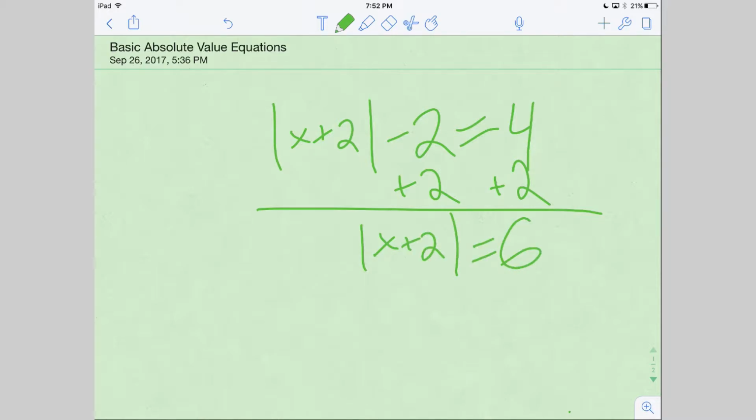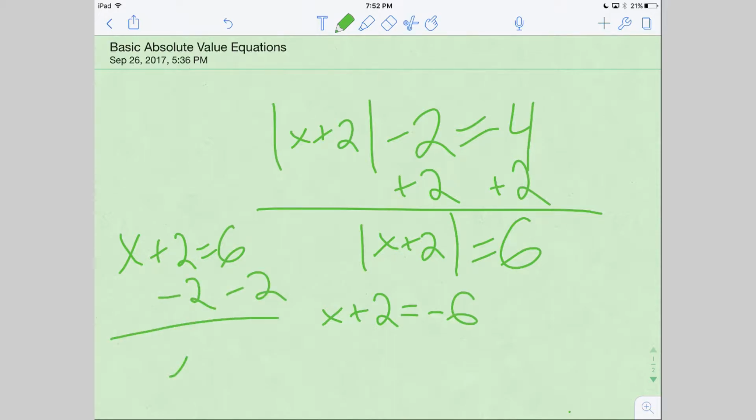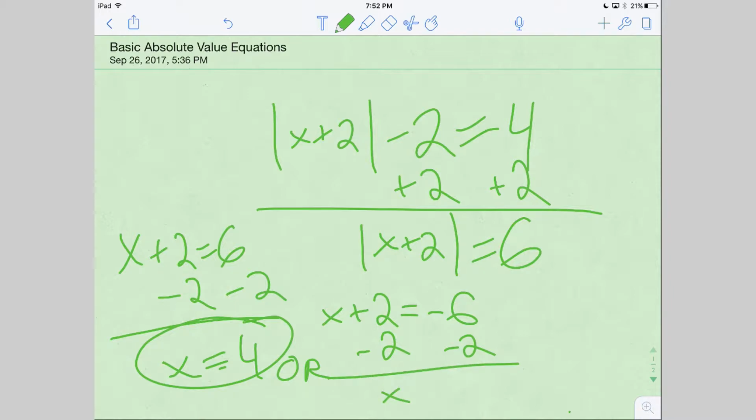And if you remember this from last time, x plus 2 could be 6, or x plus 2 could be negative 6, because then you take the absolute value, and that is 6. Subtract 2 from both sides, and x could equal 4, or if you subtract 2 from both sides here, x could equal negative 8. Again, let's check this.